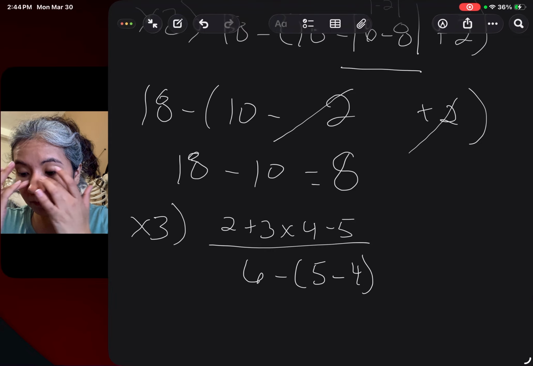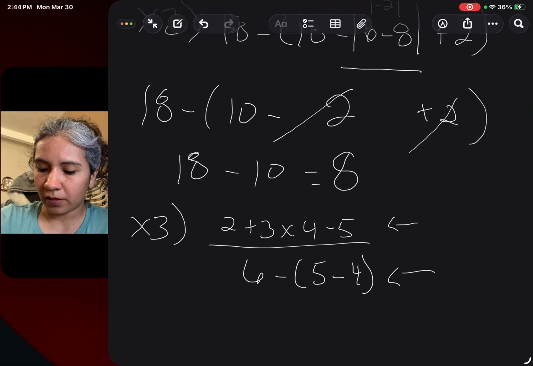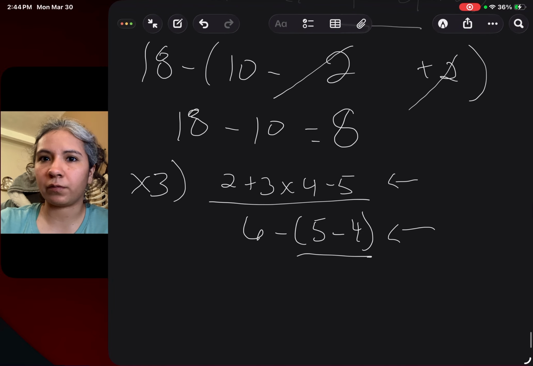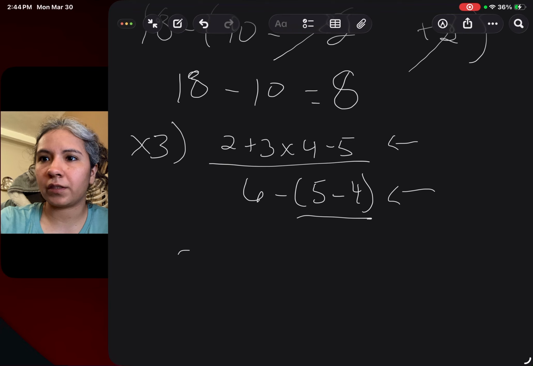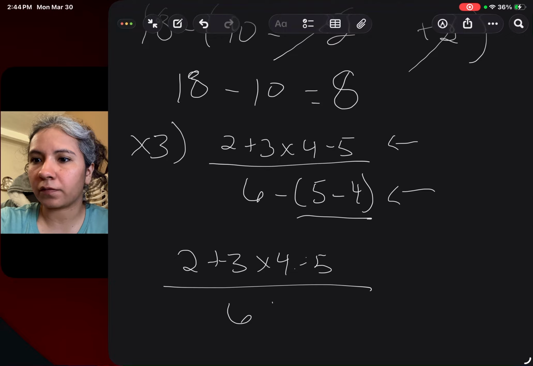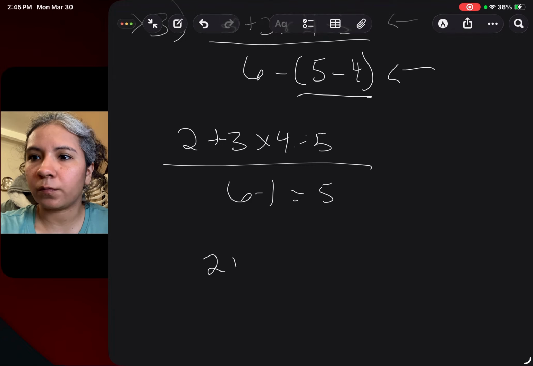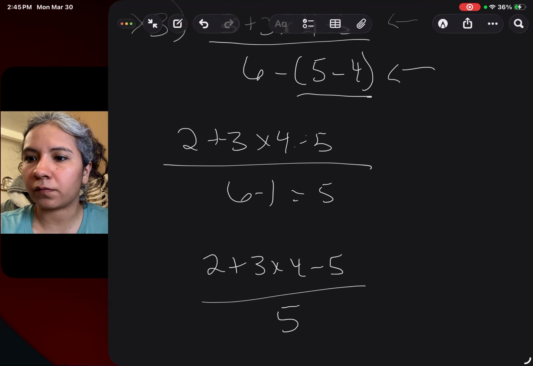Okay, so first we want to do the top and bottom before we divide, but there's a parentheses on bottom, so we want to do this first. So we're just going to leave the top times 4 minus 5. Okay, 5 minus 4 is 1, so 6 minus 1 is 5. So now we have 2 plus 3 times 4 minus 5 all over 5.